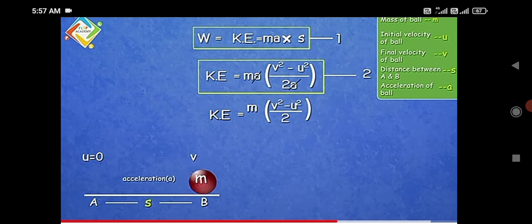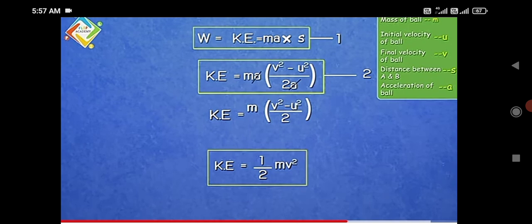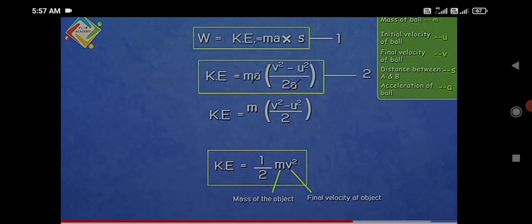Here, initially the object of mass m is at rest, and rest means the initial velocity is 0. So you substitute 0 for the initial velocity. Then the formula becomes m v squared by 2, so we get half m v squared. This is the required formula for kinetic energy: kinetic energy equals half m v squared, where v is the final velocity.